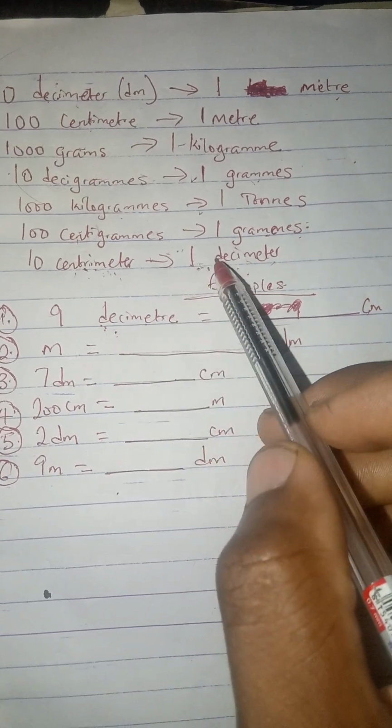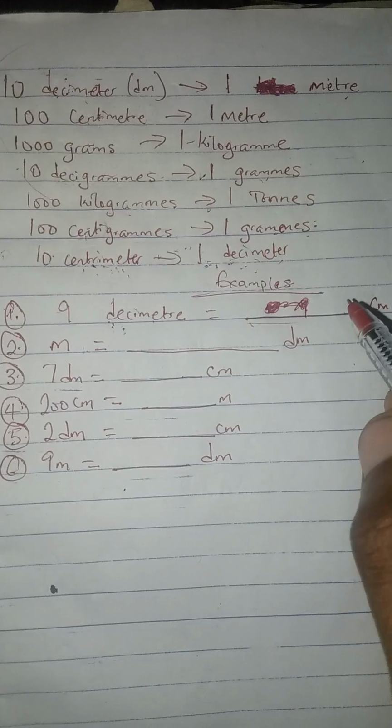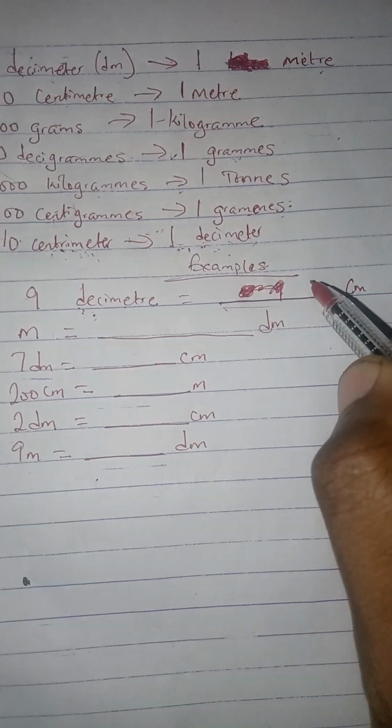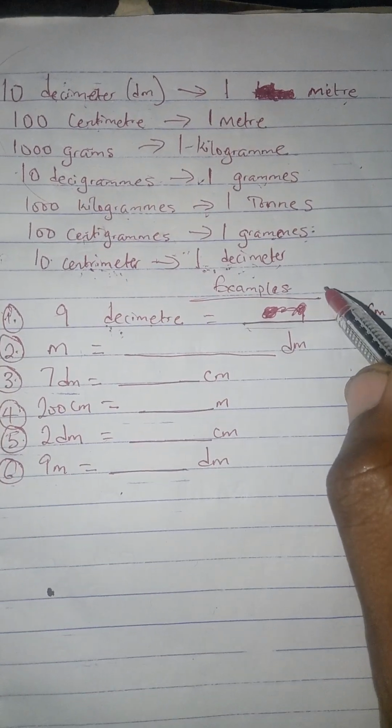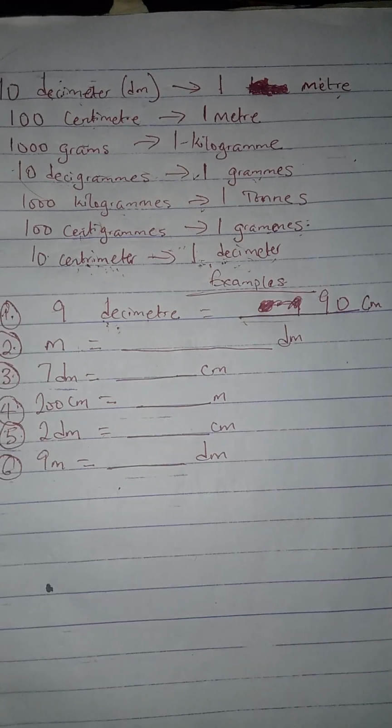9 decimeter should give us what? 9 times 10, which will give us what? 90 what? Centimeter. So our answer here will be what? 9 times what? 10, which will give us what? 90 centimeter.